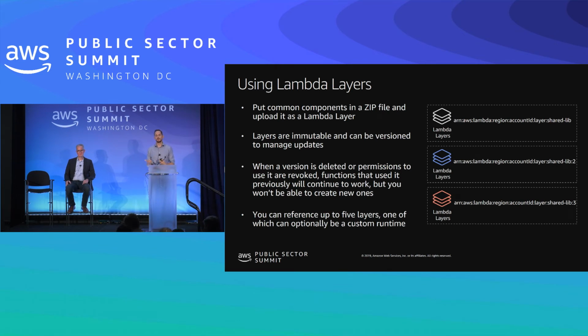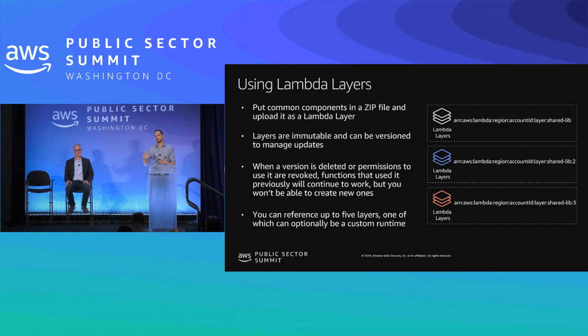So using Lambda Layers, you'd want to put the common components in a zip and then upload it as a layer. Once you do that, these are immutable, and they can be versioned if you need to add updates, but they're immutable pieces of your architecture. The reason for that is if you have lots of functions and they're depending on these layers, and you go out and change those layers, that's okay, but those functions may need to leverage the previous version of the layer to stay compatible. They can do that, and if you actually delete the layer, the functions that are referencing that will continue to work, but you won't be able to create new Lambda functions that reference those deleted layers.